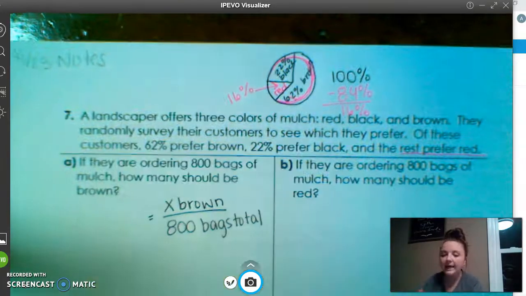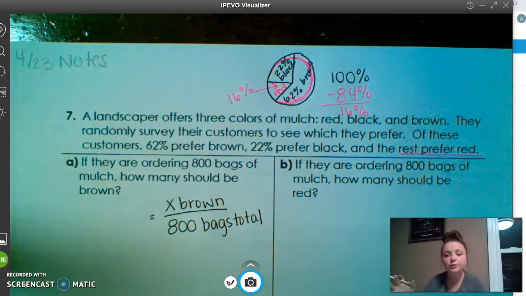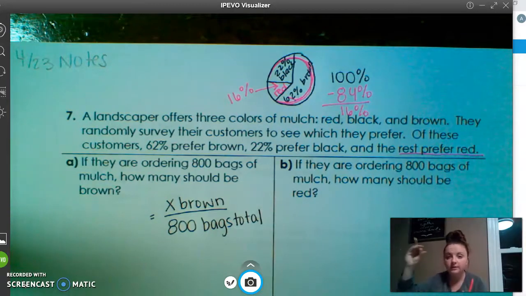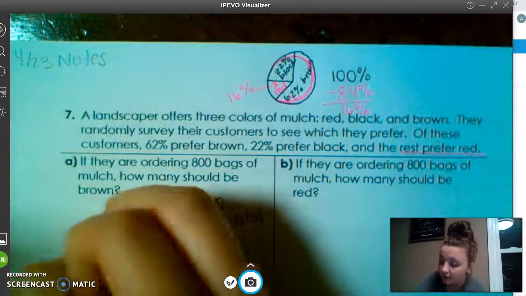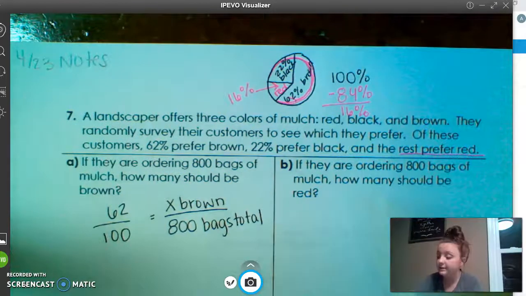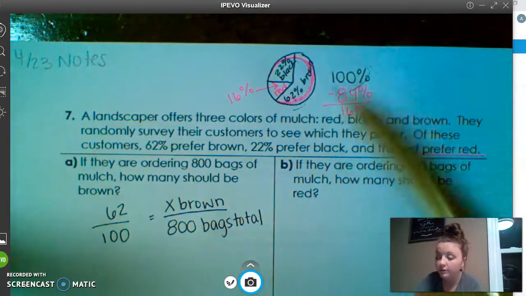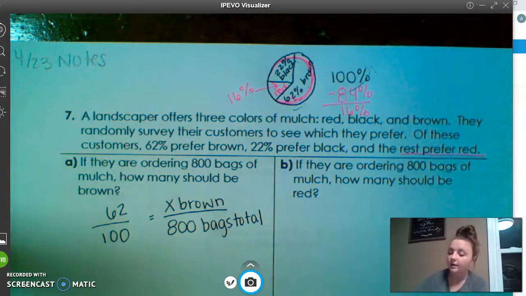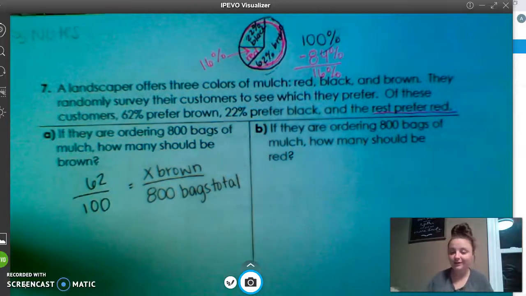Now, I know about the sample that 62% said brown, but 62% out of what percent? So 62 is only part of it. Well, 62% out of 100%. So you would have 62 out of 100 because it's 62% out of 100%. That's the part over the whole. I would actually scale up on this one. I wouldn't cross multiply. So let's review scaling up.